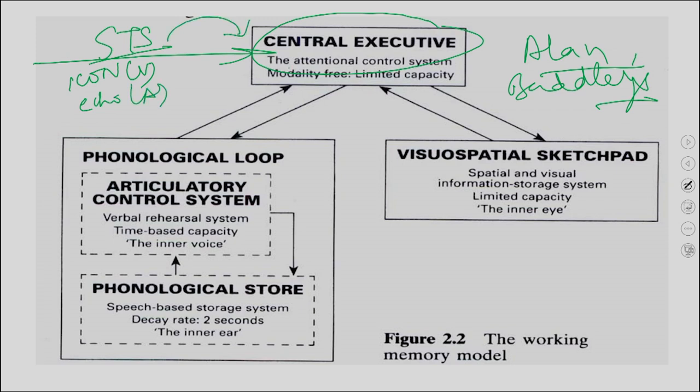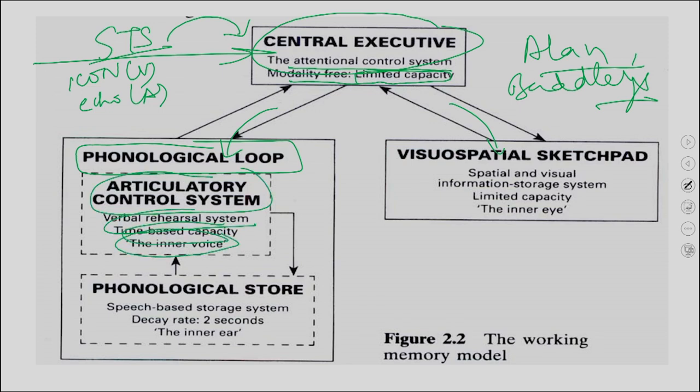What does the central executive do? It is the attentional control system, which is modality free and limited capacity. So it takes in this information and then pushes it to two substores. One substore is called the phonological loop. What does the phonological loop do? It has an articulatory control system, a verbal rehearsal system, time capacity, and the inner voice.